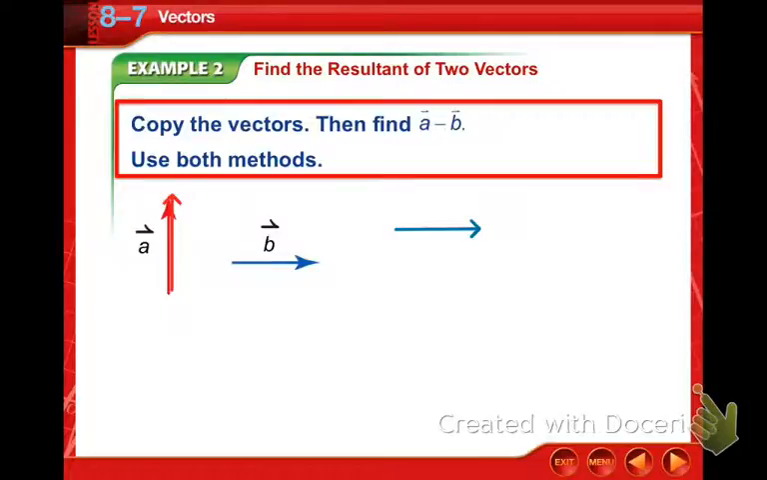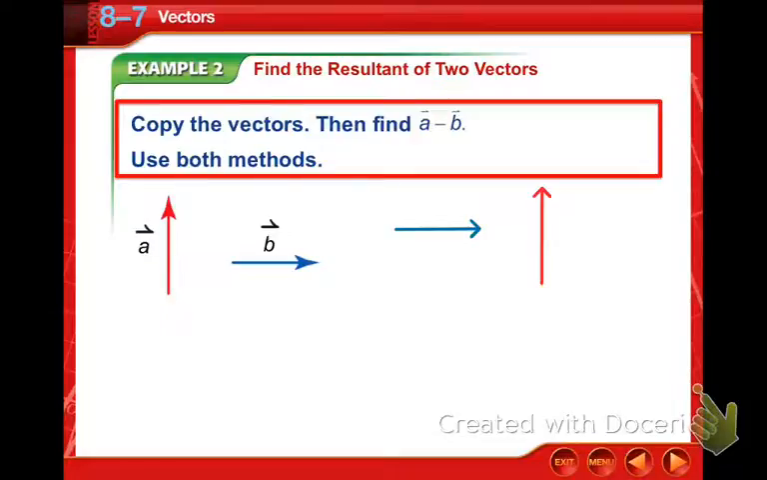Sorry, having some technical difficulty. There we go. And there's my A vector. I don't know why my B vector is so light now, though. Oh, there we go, because I had A vector selected. Sorry.